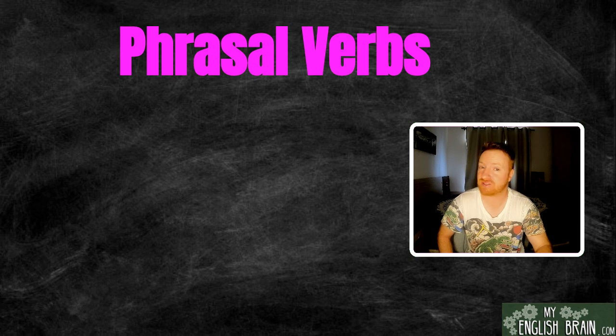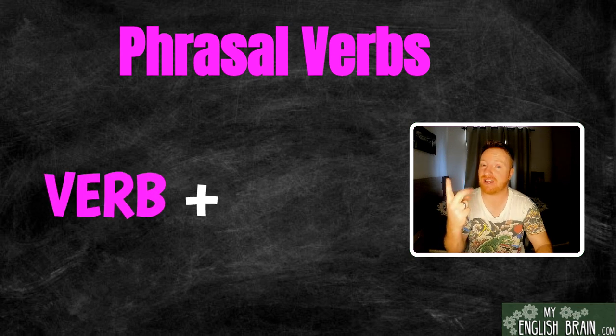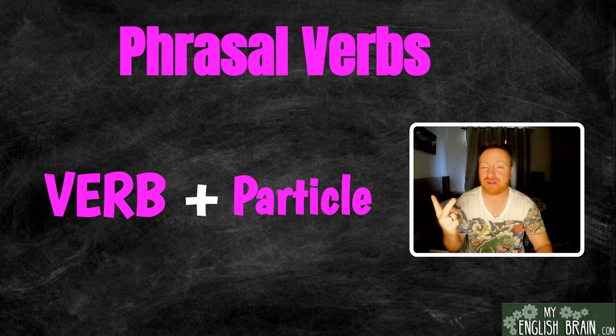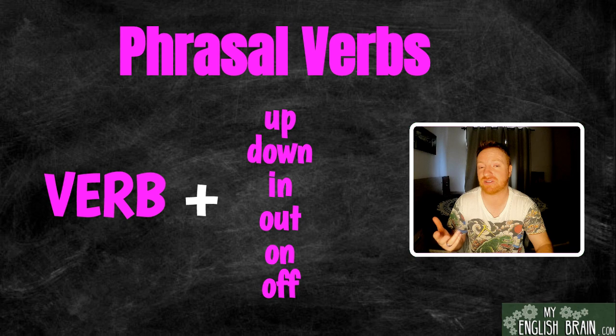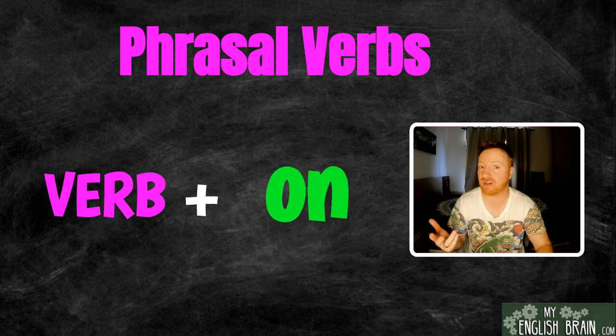Now remember, a phrasal verb is a verb and a particle. Now a particle is basically just a preposition. So common prepositions we use are up, down, in, out, on, and off. But today's lesson, we're focusing on the phrasal verbs that use on.